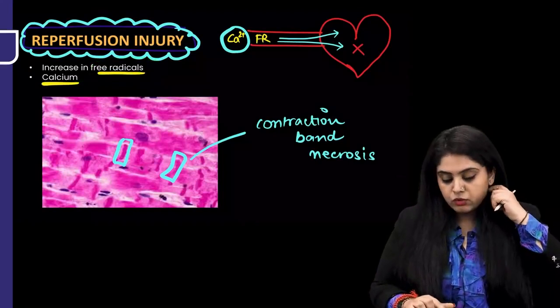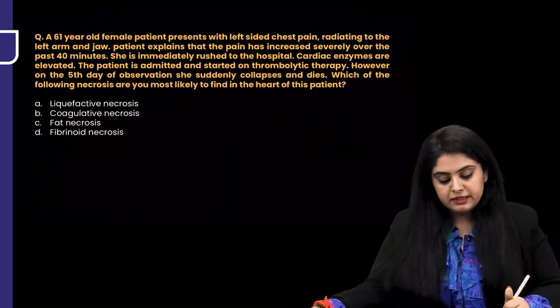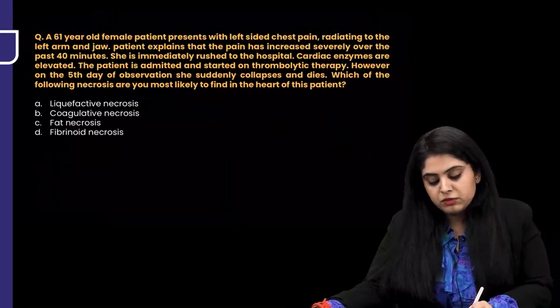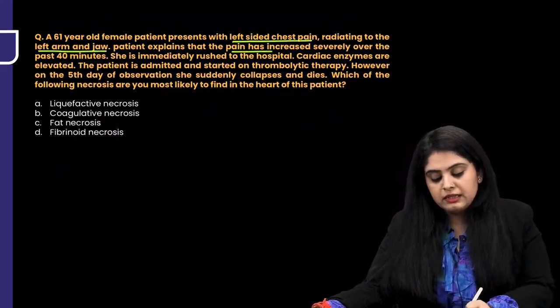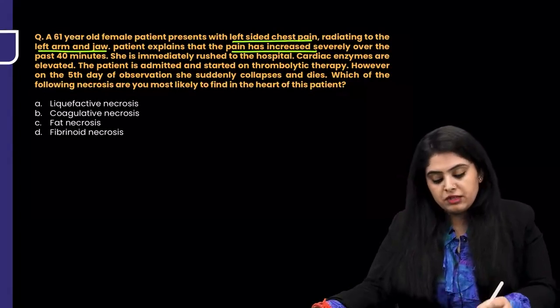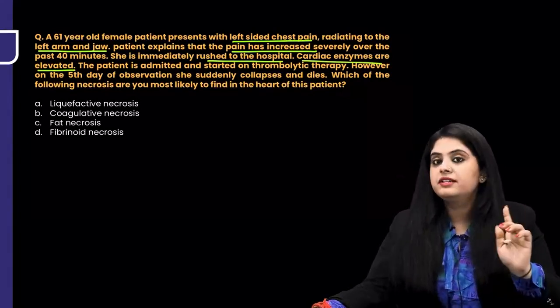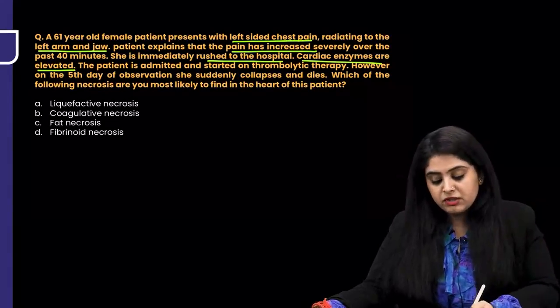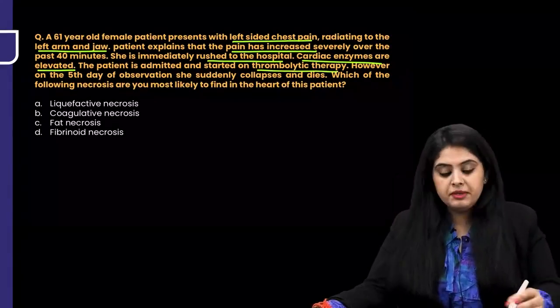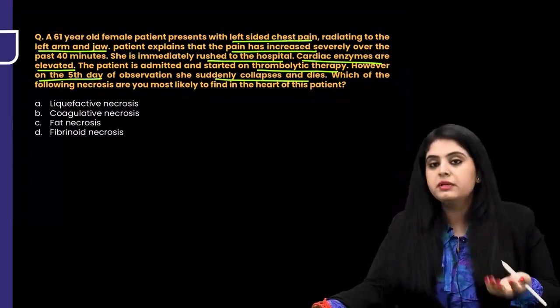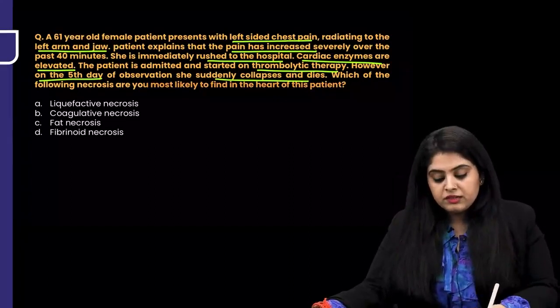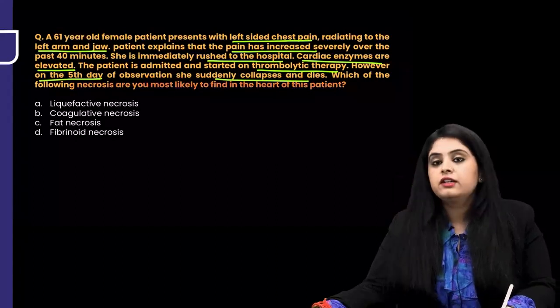Okay, so on that note, can you quickly answer one question, guys? Here you have a 61-year-old female who has presented with left-sided chest pain radiating to the left arm and jaw. The pain has increased severely in the last 40 minutes. The patient is rushed to the hospital. Cardiac enzymes are elevated, so it is a case of MI. The patient is started on some thrombolytic therapy. However, on day 5, the patient collapses and dies. The patient could not be revived. What is the kind of necrosis that you see?